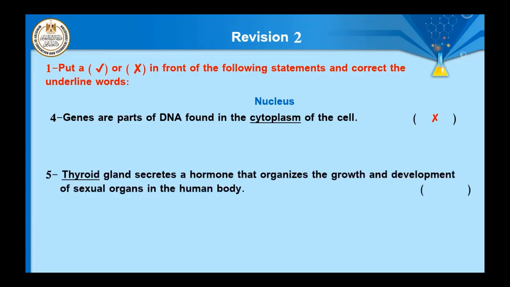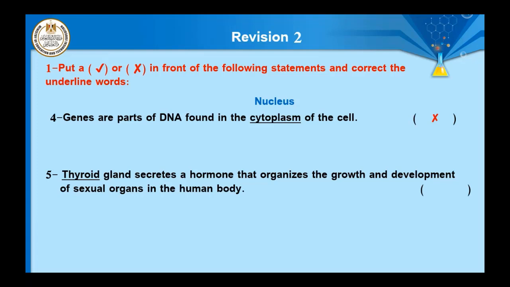Question number five. Thyroid gland secretes a hormone that organizes the growth and the development of sexual organs in human body. We know that. What is the meaning of endocrine glands? Endocrine glands are the ductless glands that secrete hormone inside blood directly. And we have five examples of glands. Number one, pituitary gland, thyroid gland, pancreas, adrenal glands, reproductive glands. One of these glands is thyroid gland. Thyroid gland secretes two hormones. One of them is thyroxine hormone and the other is calcitonin hormone.